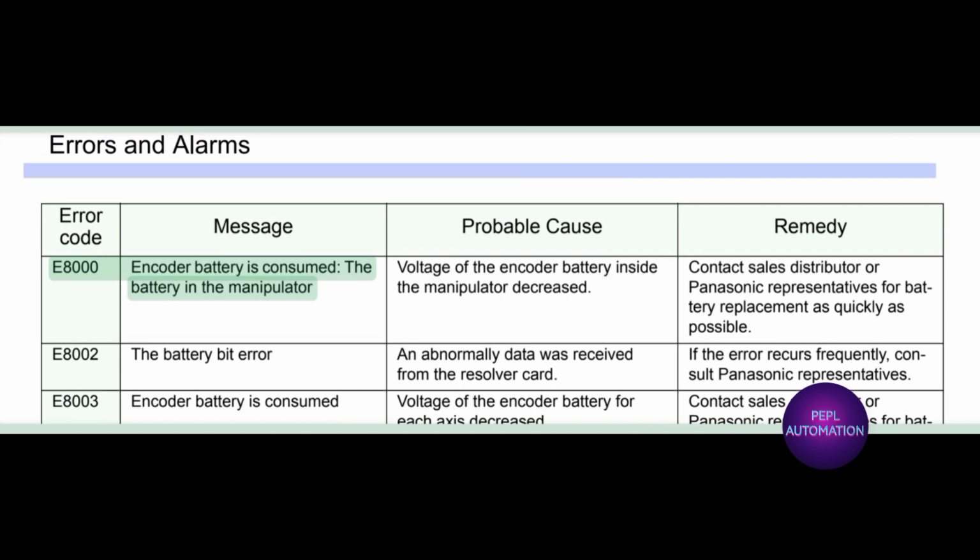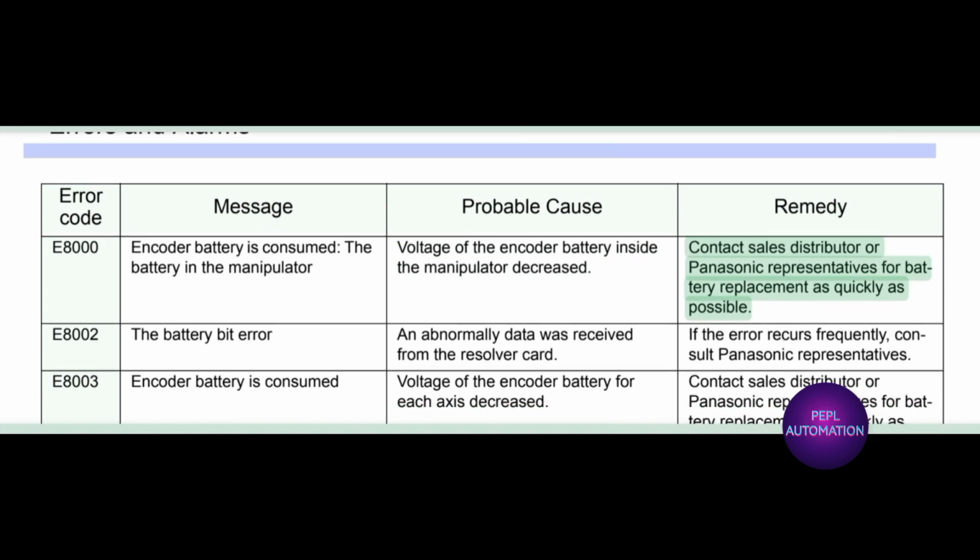E8000, encoder battery is consumed. The battery in the manipulator. Voltage of the encoder battery inside the manipulator decreased. Contact sales distributor or Panasonic representatives for battery replacement as quickly as possible.